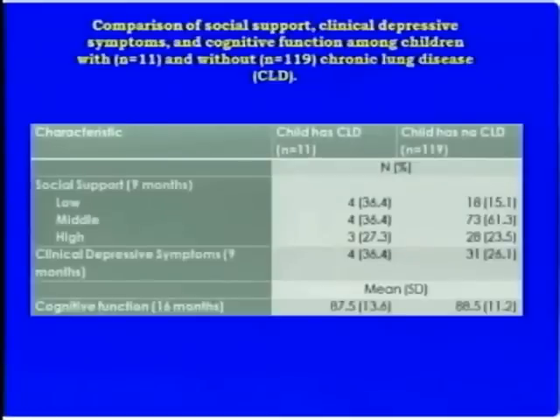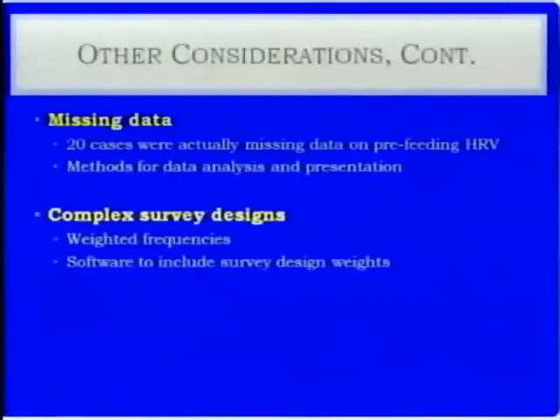Okay, so missing data. As I mentioned before, 20 cases were actually missing the pre-feeding heart rate variability data. So essentially, we used a multiple imputation method where we looked at the covariates for the kids who had complete data, and did a predictive model where we could come up with model-based estimates for the pre-feeding heart rate variability, and essentially pooled all of that together to come up with the results that I presented to you. So there are ways to get around this. We didn't have to drop the cases, because the concern with dropping the cases is whether there is something different about those kids. I mean, probably not. They woke up hungry, but you never know. So, yes.